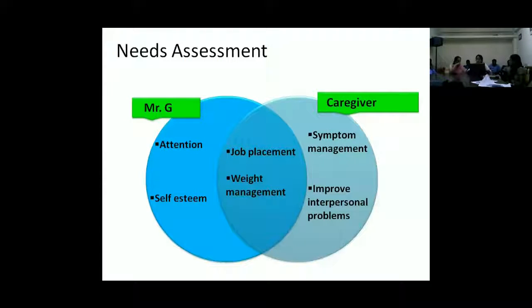So as explained earlier about the process of rehabilitation, Mr. G and his family were assessed for needs. Both Mr. G and his family expressed needs for job placement and weight management. Individually, Mr. G wanted to improve his attention and self-esteem. His parents focused on symptom management and decreasing conflicts between him and his siblings.